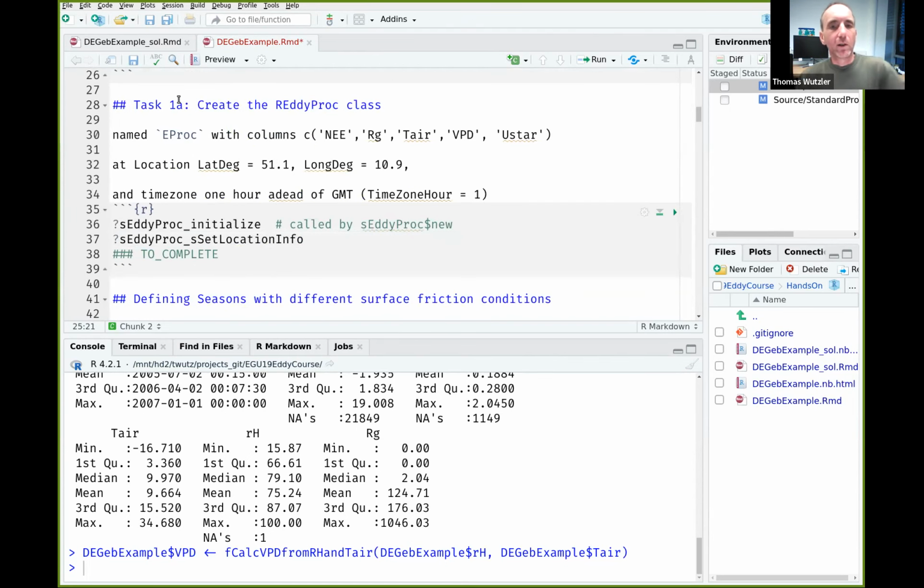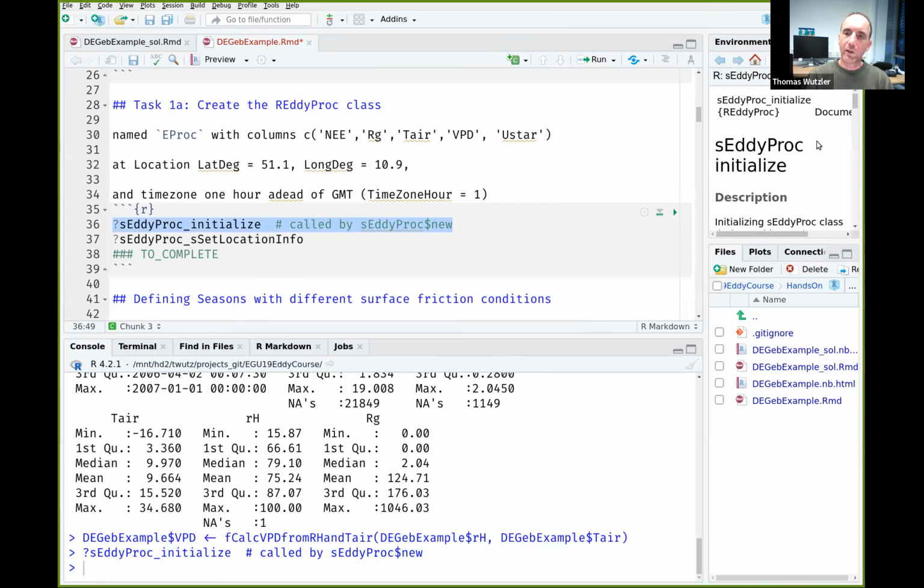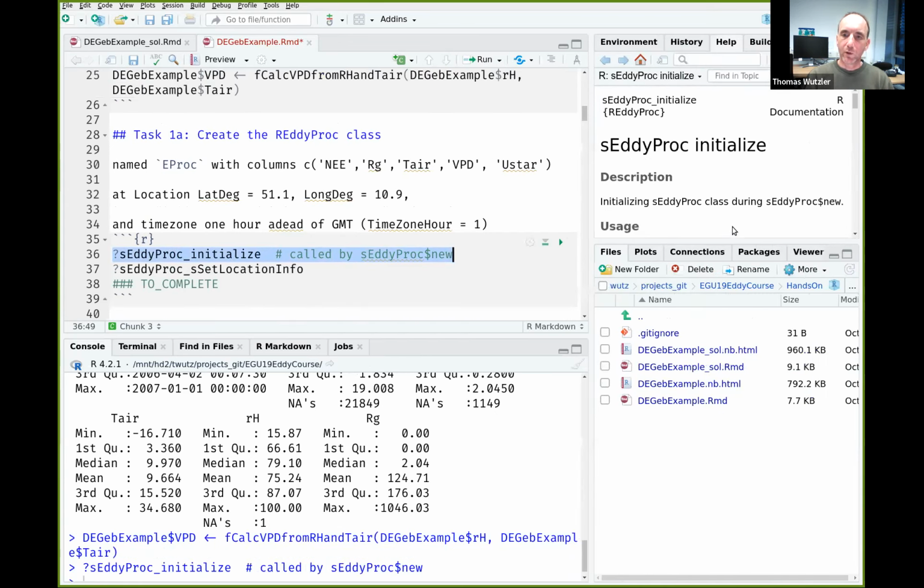So the first task that you are faced with is you should initialize the REddyProc class using the function new on the class, which we get by sEddyProc initialize. The site is located at 51 degrees north and 10 degrees east. And the time zone here is Berlin time, which is 1 hour ahead of Greenwich Mean Time. To follow along, I can mark this, press Control Enter, execute it in our command prompt, and here in the side panel I get some documentation.